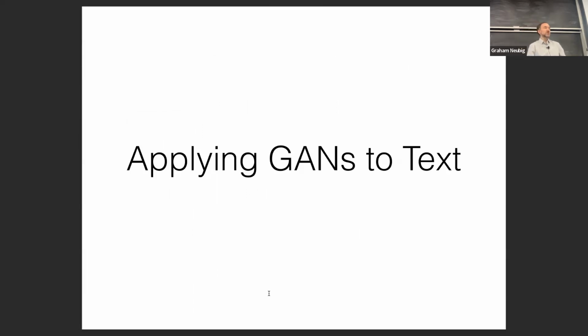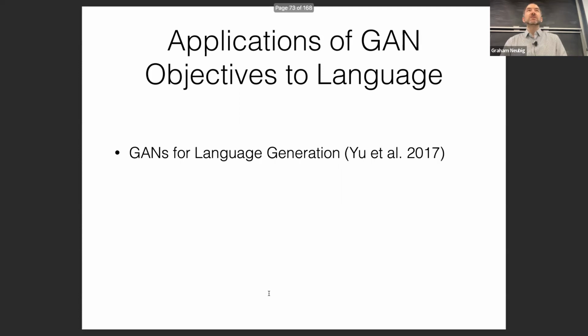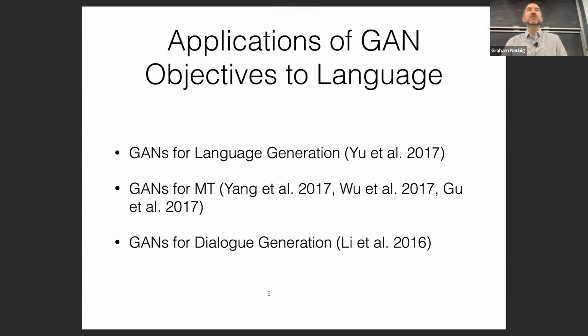So this was all just general stuff with respect to GANs in images, for example, but they can also be applied to text. There are applications of GAN objectives to language, like GANs for language generation, machine translation, and dialogue generation. You can see that this was very popular in 2016 and 2017, 1 or 2 years after GANs were really popular in images.